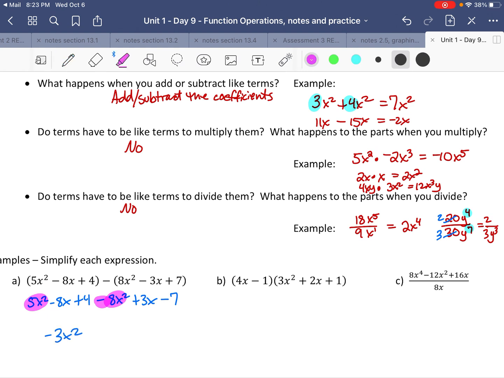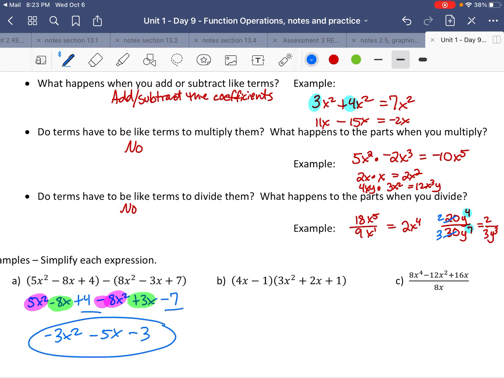Then I have to put together my negative 8x with my plus 3x. So negative 8 plus 3 is negative 5x. And then finally the 4 and the negative 7 make a negative 3. And there's my answer. Over here with letter B, I'm multiplying because the parentheses are next to each other. So this is a little bit bigger than you're used to, but still not too hard.